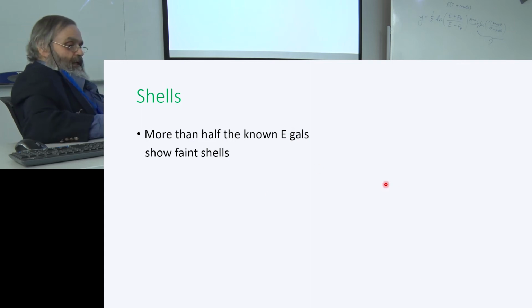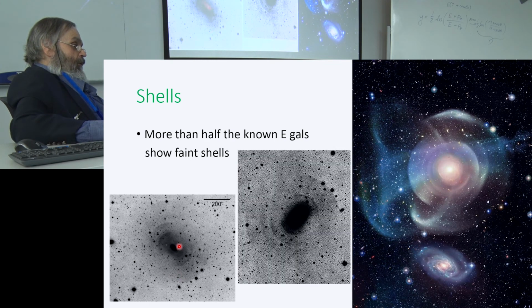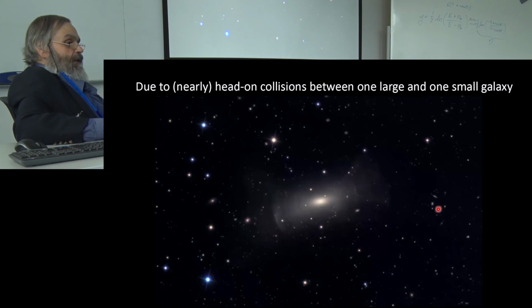More than half of the known elliptical galaxies show faint shells. And here's some pictures. Note the faint shells. And this one's really quite impressive. And these are again thought to be due to nearly head-on collisions between galaxies.